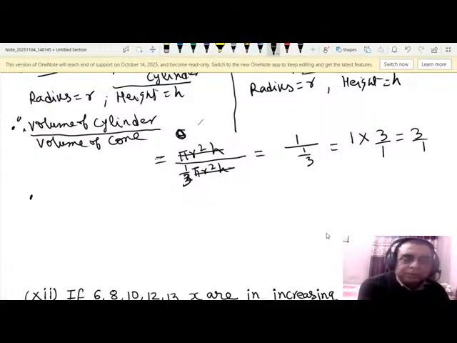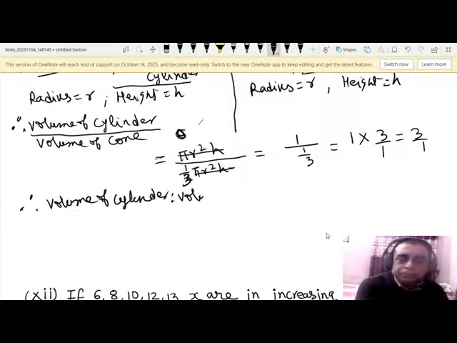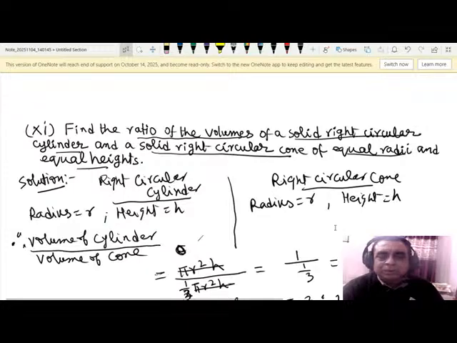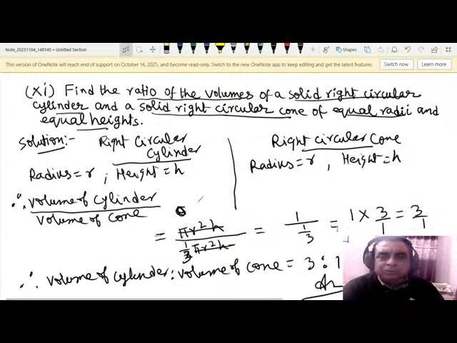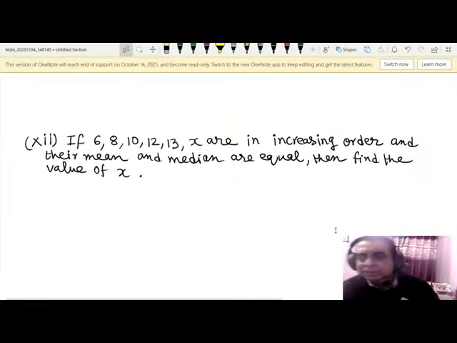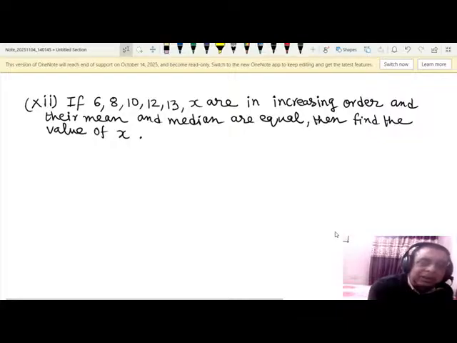So the ratio is asked. Volume of cylinder to volume of cone. Now what is the ratio? It is 3:1. So that is the answer. In the question we were asked to find the ratio of the volume of the right circular cylinder and the right circular cone having the same radius and same height. So it is 3:1. This is the last question of question number 4.